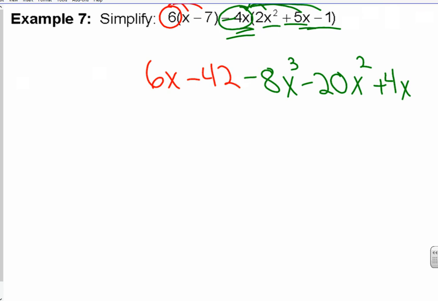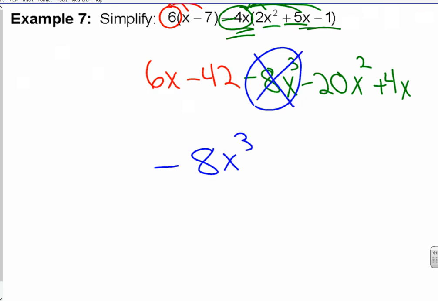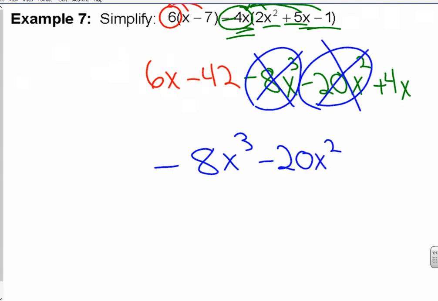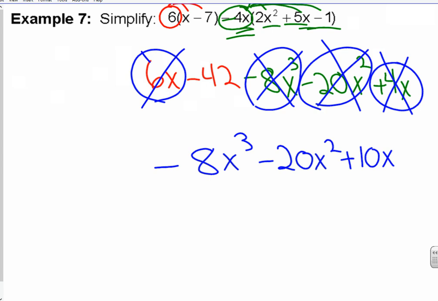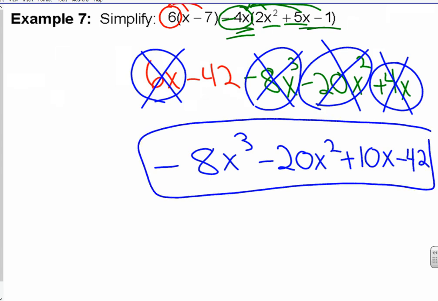Now, looking for the highest exponent, negative 8x to the third, I check for like terms, I write it in the answer. My next highest exponent, I look for like terms, I write it in the answer. My next highest exponent, and it has a like term, they combine to make 10x. And my constant is at the end. Notice how all of these answers always have the constant as the last term. That's because it has the smallest exponent, because it's actually x to the 0 power.